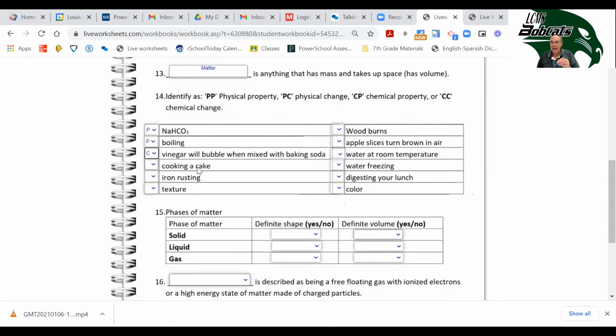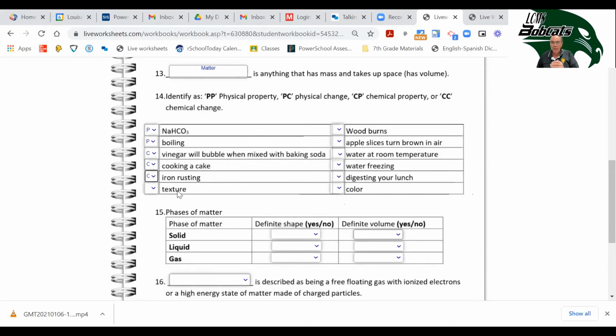Cooking, again, is an action word. The -ing means it's happening, so it's actually changing, it's going on. And when we said always, cooking is always a chemical change. Iron is rusting. It's actually happening. Rusting is making a new substance, so this again would be a chemical change.